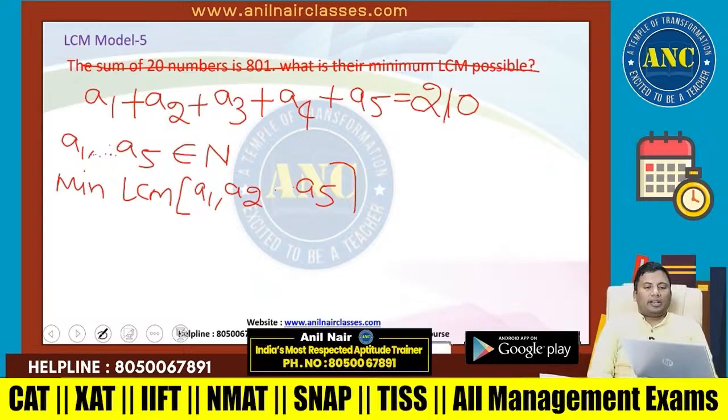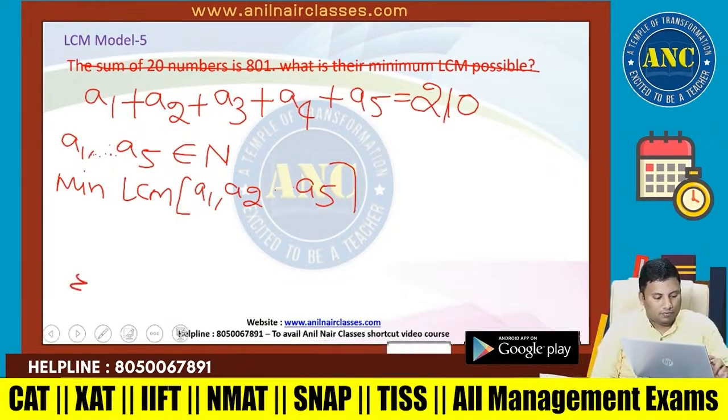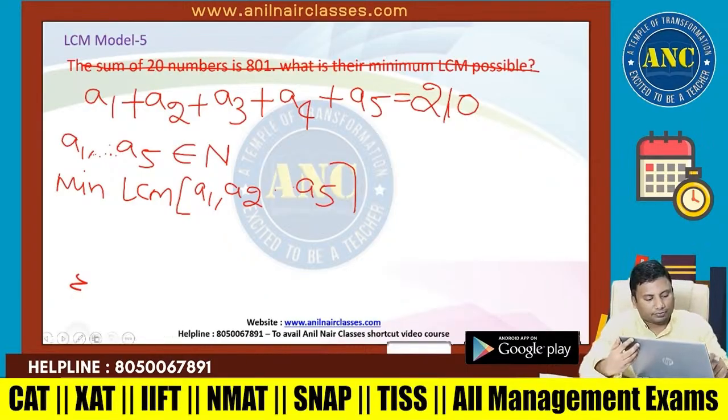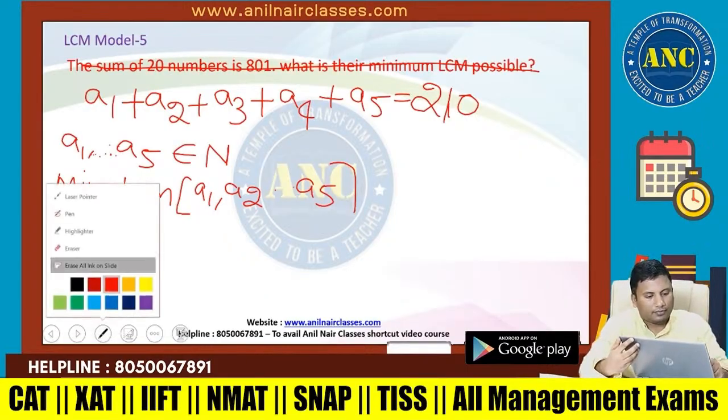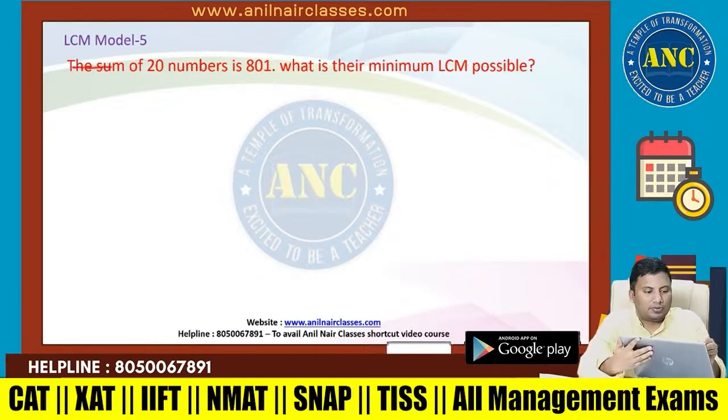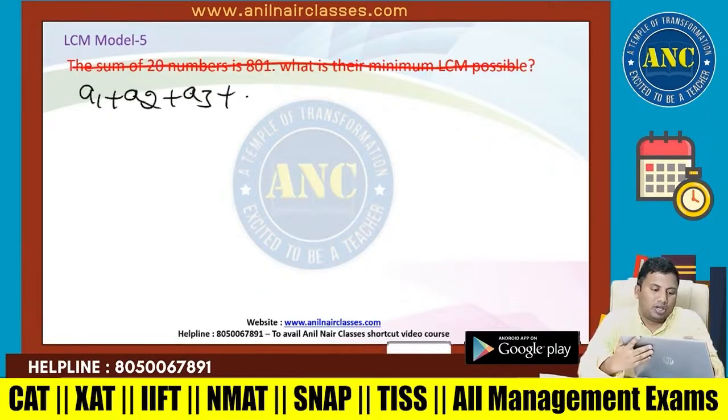A1 plus A2 plus A3 plus A4 plus A5. A1 plus... The question is: A1 plus A2 plus A3 plus A4 plus A5 is equivalent to 210.